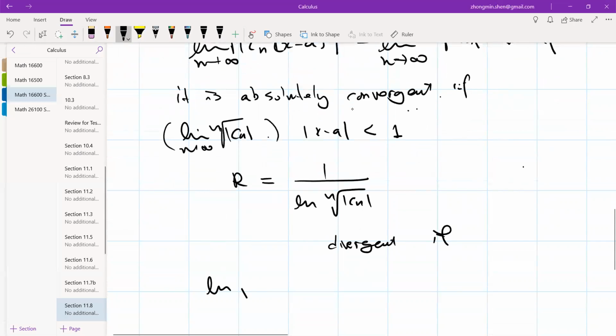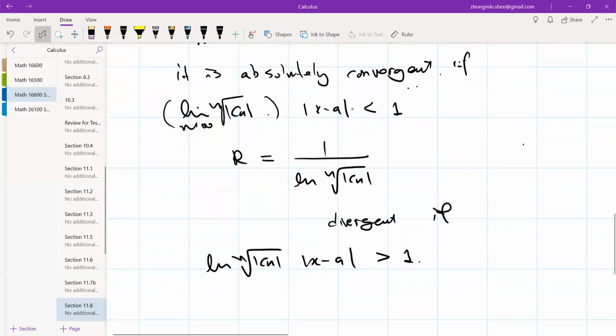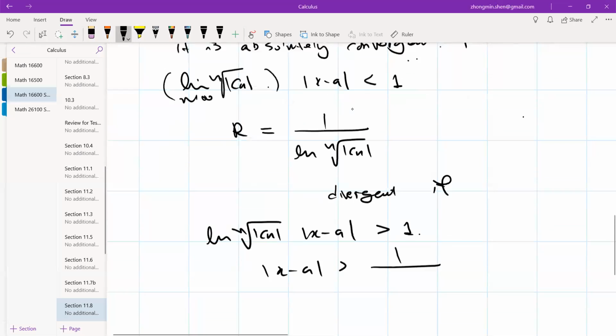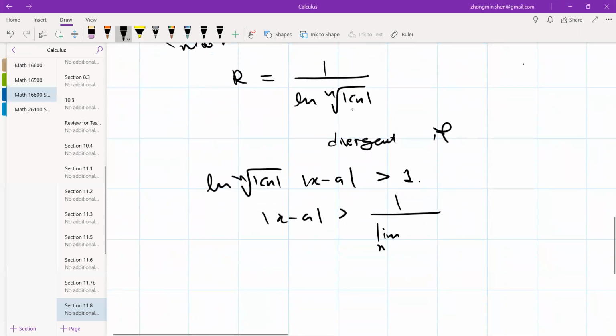You see that it's divergent if this is greater than 1, okay? So that means if |x minus a| is greater than 1 over that limit. That is the reason R should be equal to 1 over the limit as n approaches infinity, assuming the limit exists. Sometimes the limit doesn't exist, so be careful. This is where we find R.